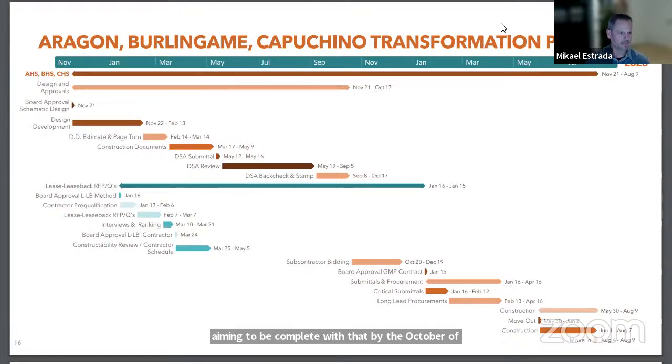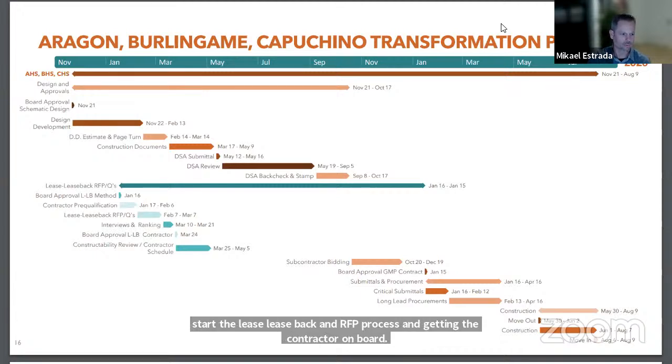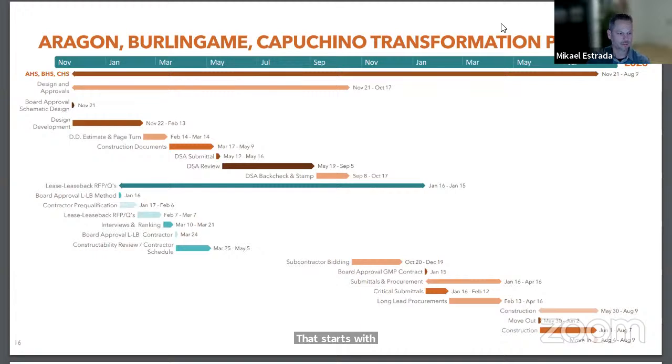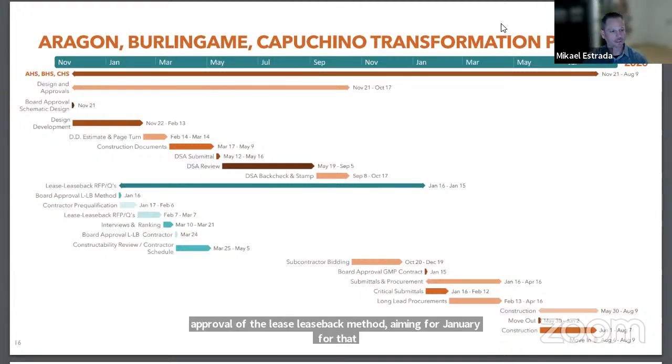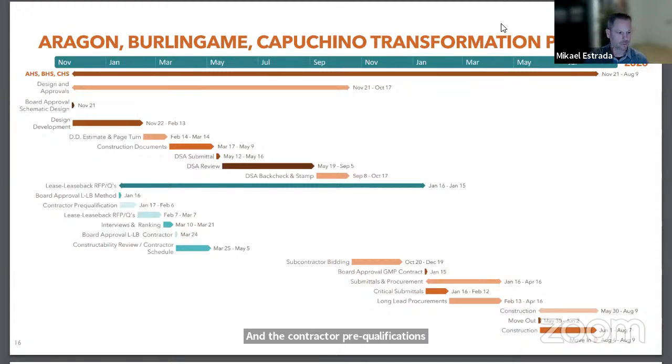Along those lines, we'll start the lease-leaseback and RFP process and get a contractor on board. That starts with the board approval of the lease-leaseback method, aiming for January, and the contractor pre-qualifications. The lease-leaseback RFPs will go out in February, and then the interviews and ranking will carry through March. Board approval of the lease-leaseback contract would aim for March. And then we begin the constructability review and contractor schedule.